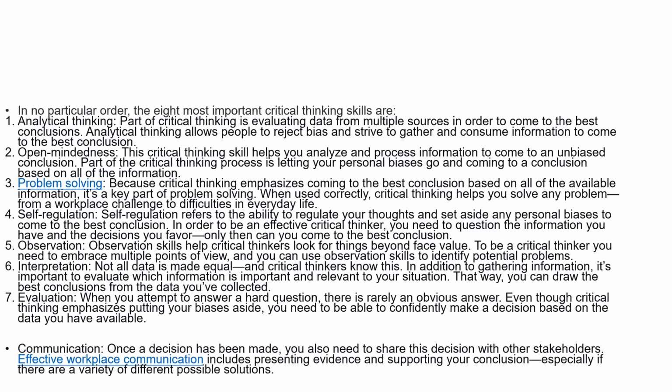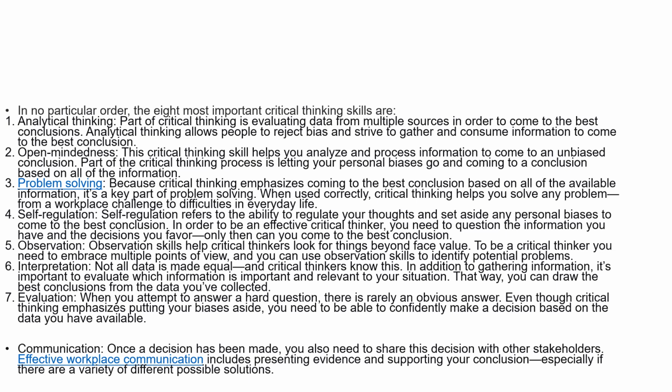Self-regulation refers to the ability to regulate your thoughts and set aside any personal biases to come to the best conclusion. In order to be an effective critical thinker, you need to question the information you have and the decisions you favor. Only then can you come to the best conclusion. Observation: observation skills help critical thinkers look for things beyond face value. To be a critical thinker, you need to embrace multiple points of view, and you can use observation skills to identify potential problems.